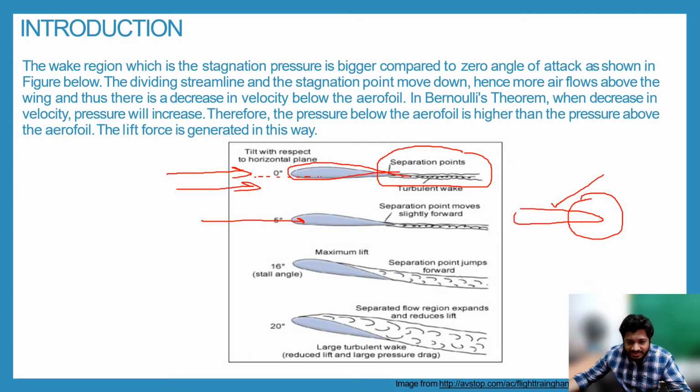When the flow separates from the body, then pressure or wake regions are created. These can be turbulent wake regions. Now these wake regions cause a pressure difference at the upper part and at the lower part.